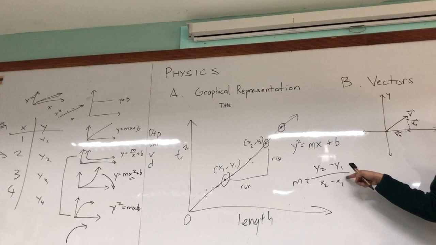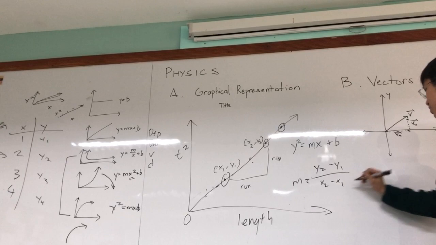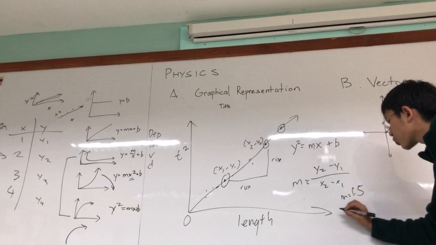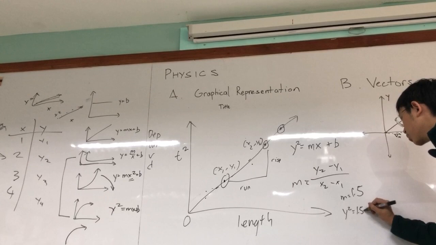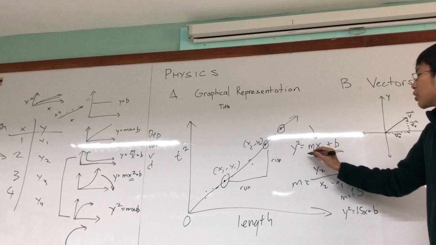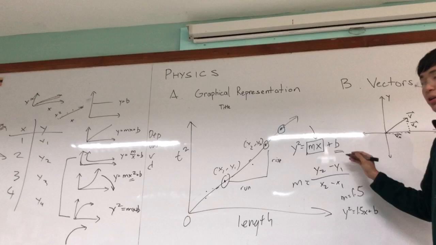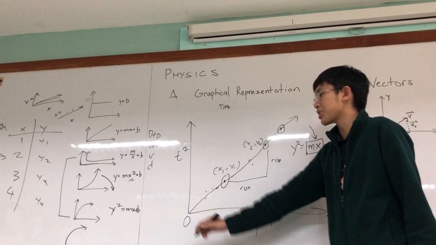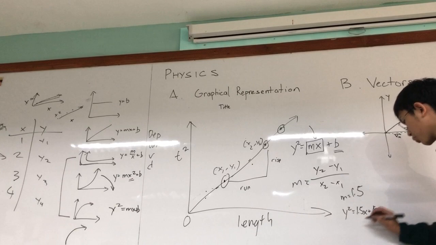Let's say our slope is 1.5. We solved it, we got m equals 1.5. So putting it into this equation, now it'd be y squared equals 1.5x plus b. So what is our b? Looking at the graph, our b is zero. B is the y-intercept because when x becomes zero, y squared becomes b. So we just have to check where it intercepts the y-axis. For this, it's zero. So our equation would be y squared equals 1.5x plus zero. So y squared equals 1.5x.